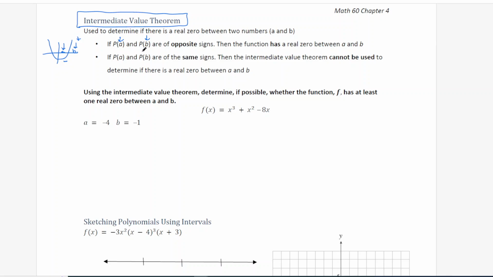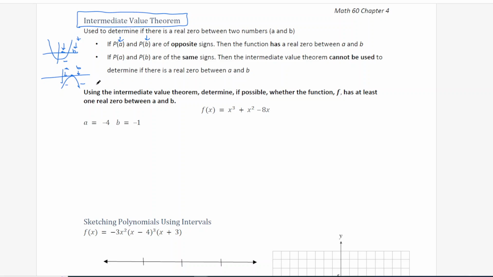But if you plugged in a and b, so let me just give you a different graph. I'll just do it below. If you had a graph like this, where we know there's an x-intercept here, but if I picked a value of a here, and I picked a value of b here, when I looked at the resulting y values, they'd both be negative. So even though there was a zero between them, I couldn't determine it using the intermediate value theorem.